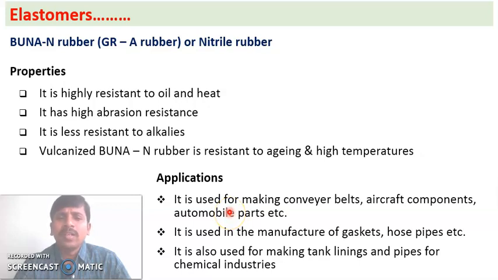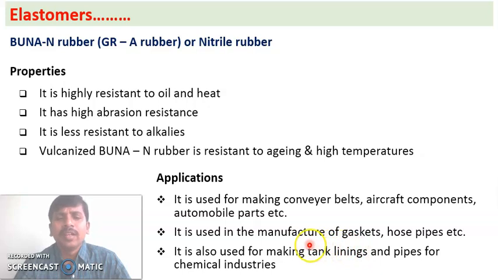Next, another application, it is also used in the manufacturing of gaskets and hose pipes. Hose pipes, we know, LPG gas cylinders are connected to the gas stoves with hose pipes. We also use hose pipes in labs. So gas carrying pipes are called hose pipes. Those hose pipes are made with Buna rubber. Similarly, gaskets. You can see in pressure cookers we have gaskets. Gaskets usually are used for sealing. So some gaskets are made up of Buna rubber.